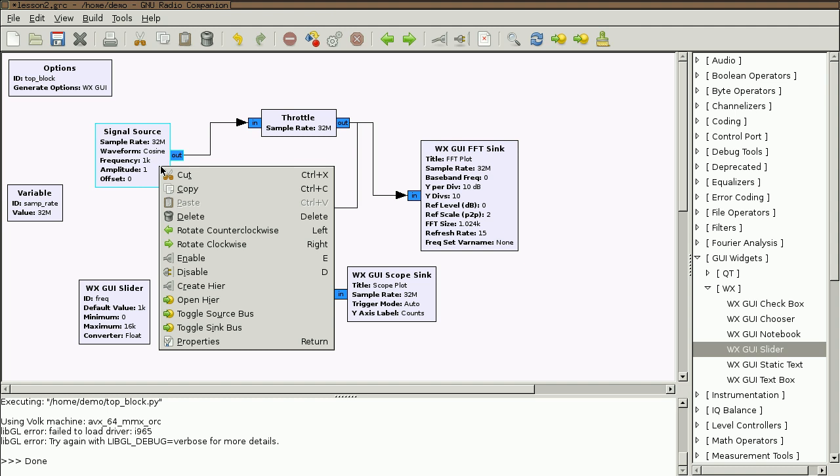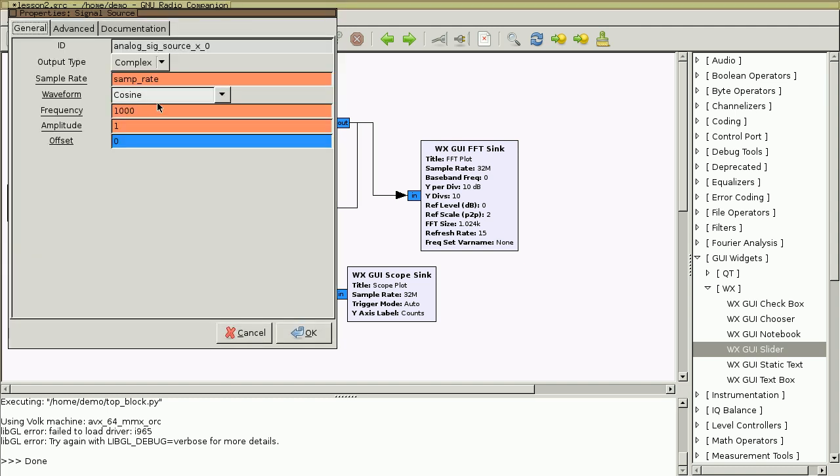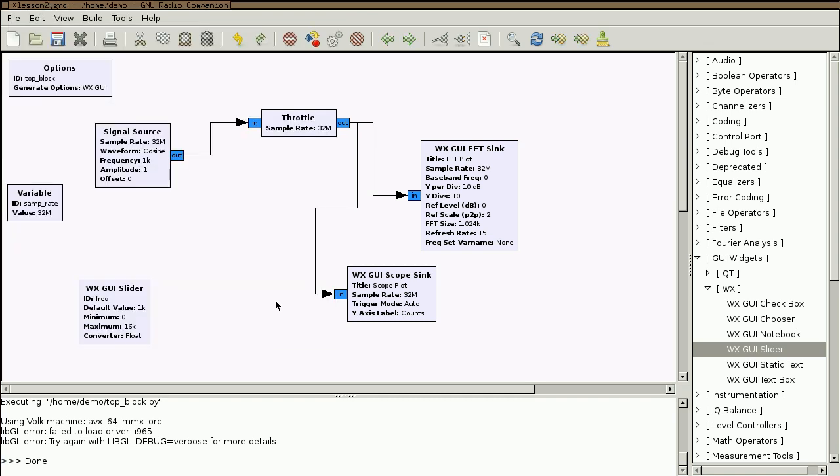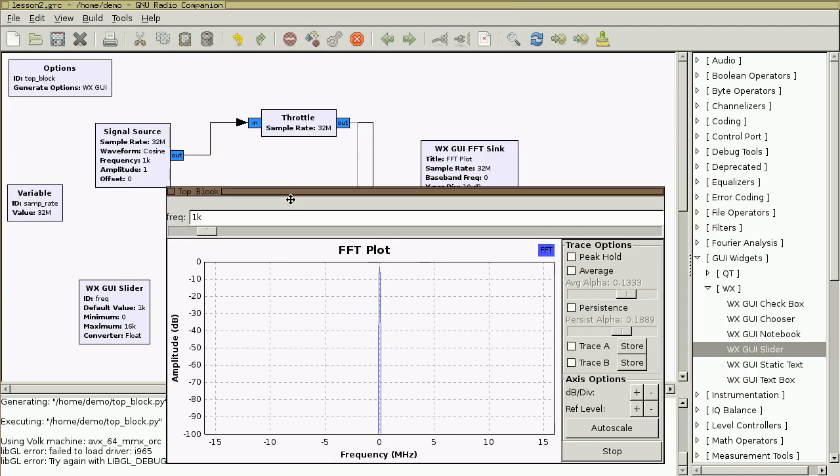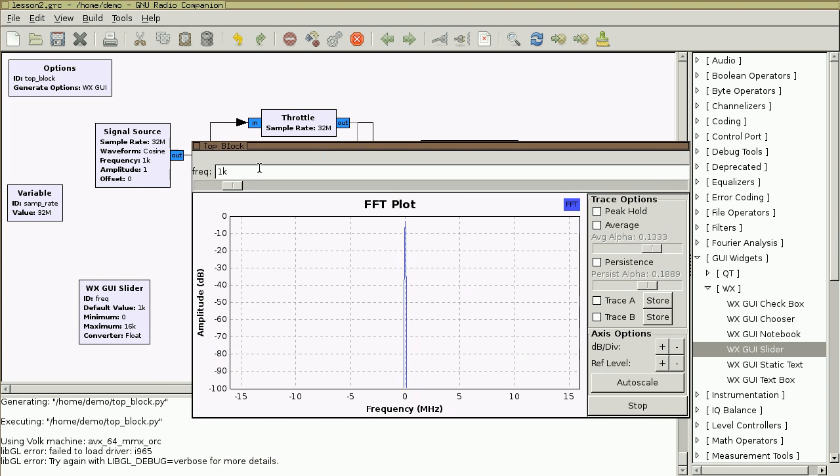And then I just want to go into my signal source and tell it, instead of using a frequency of 1000, it'll use a frequency of freq, referring to that variable. So it should still say 1K because that's the default value of this slider. But if I execute this flow graph, and I'll just disable this scope sink again for now, now I have something a little unexpected. Oh, you know what I did wrong?